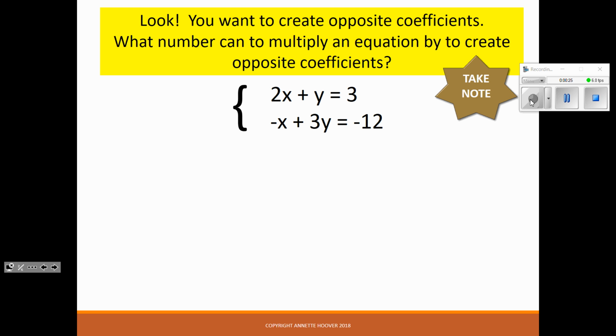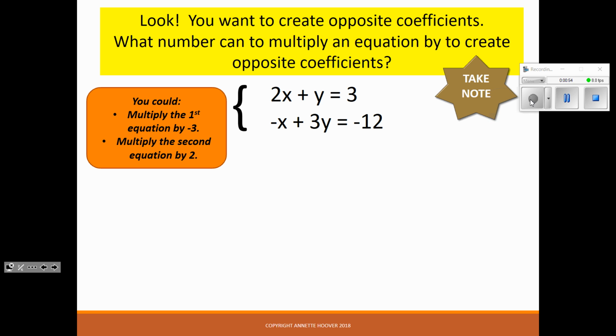Okay, remember, in order to solve systems of equations by elimination, we are looking for opposite coefficients. That means we're looking at the x terms and the y terms and looking for opposites, so that they can cancel out. Well, if you look here, we don't have opposite coefficients, so we're going to have to multiply one of the equations by a number to create opposite coefficients. So we basically have a couple of options here.